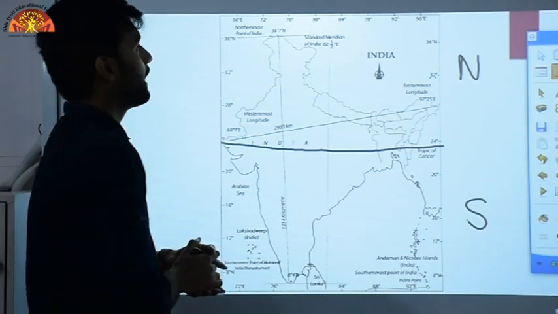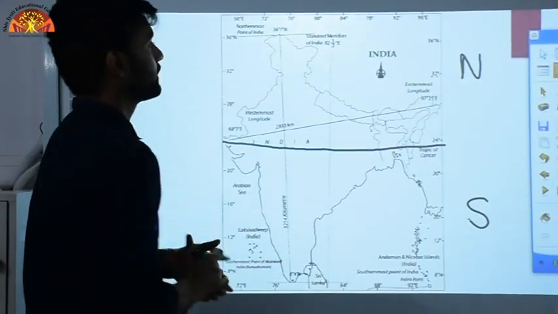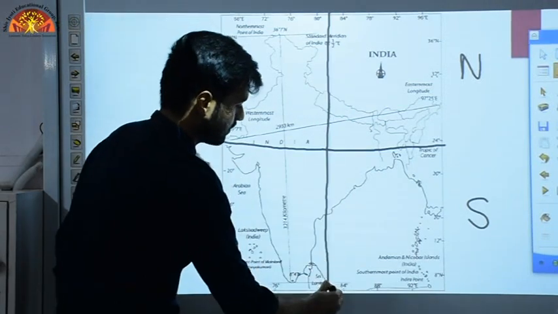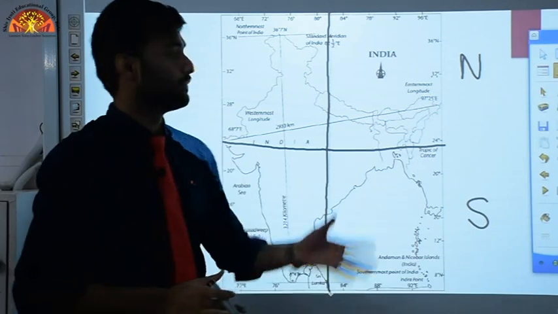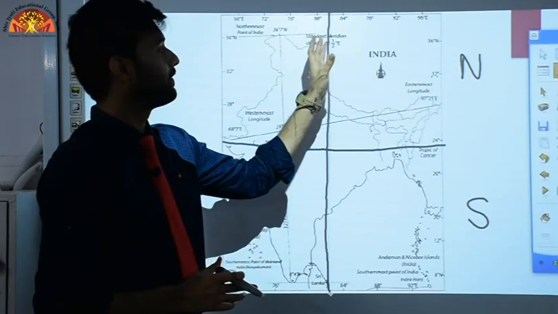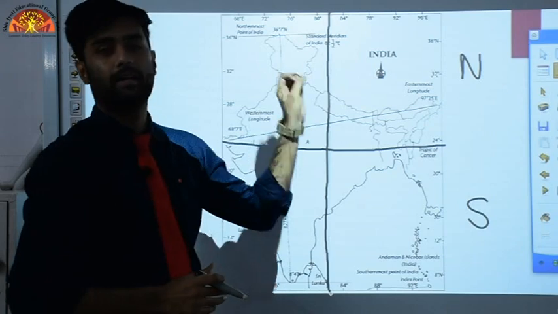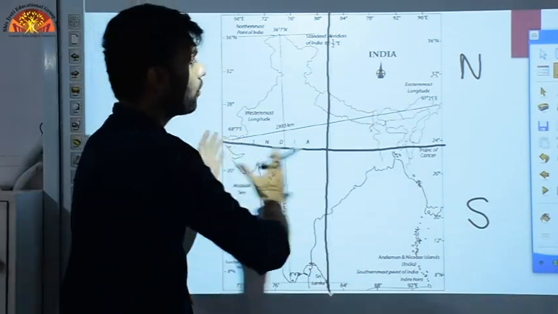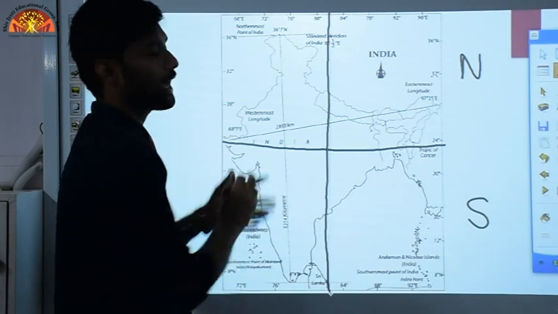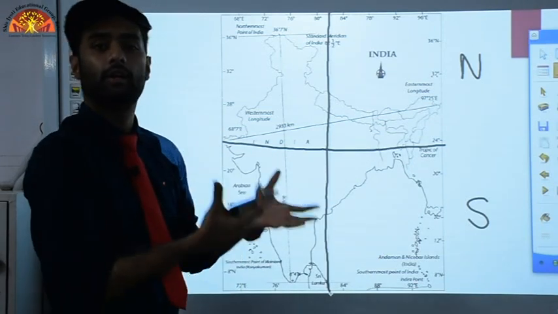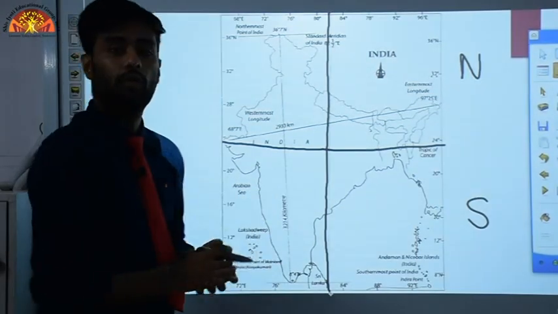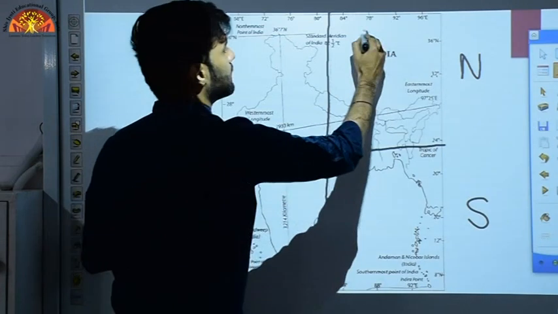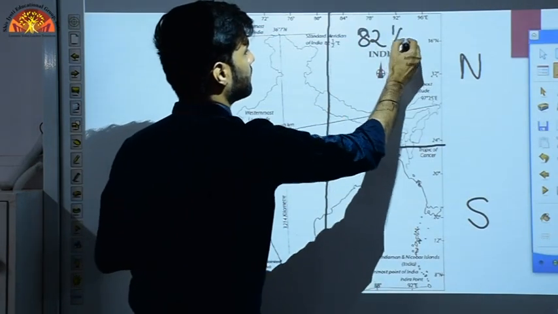Okay students. Now another important longitude which passes through India is the Indian Standard Meridian. Why is it important? Because of this longitude, which is 82.5 degree east, we calculate the standard time of India, which is followed throughout our country. Our country is so large that ideally we should have two time zones, but because it will create a lot of confusion, we have only one time zone, which is calculated by 82.5 degree east longitude. Okay students?